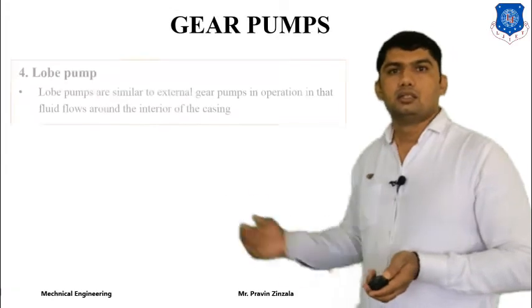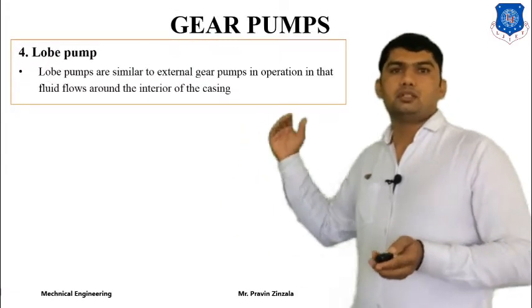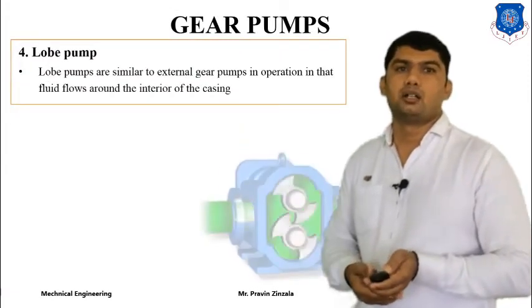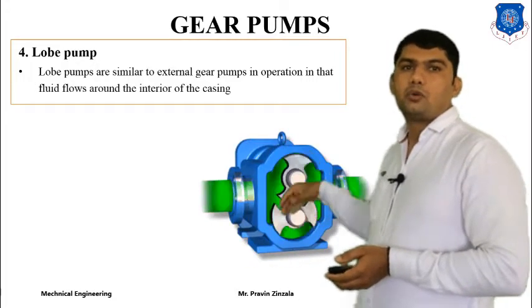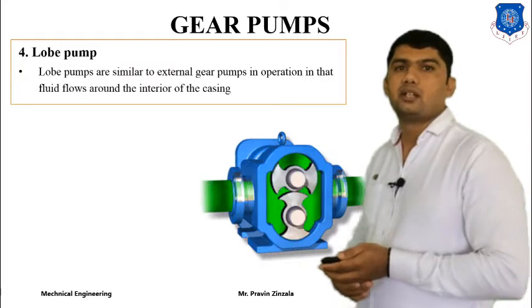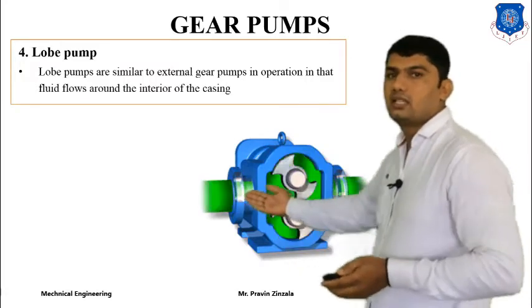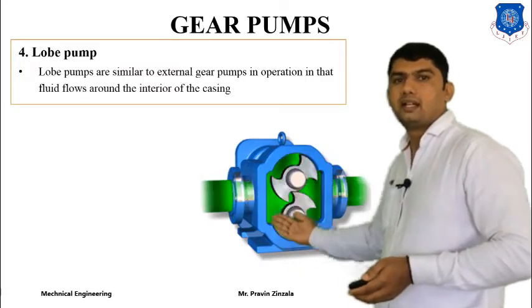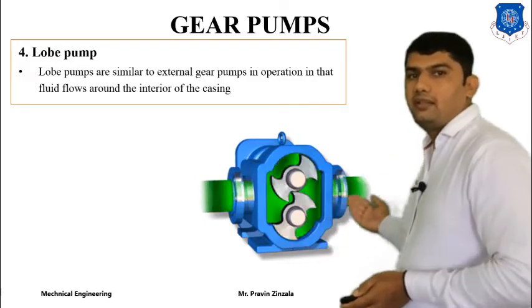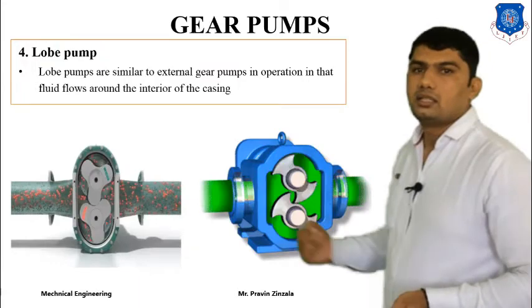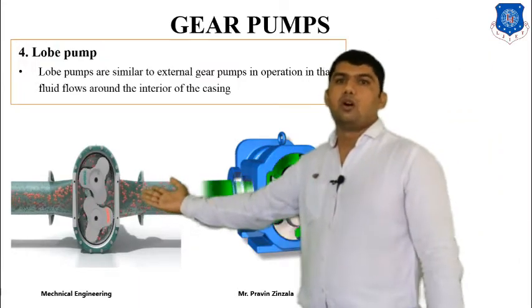Next is the lobe pump. It is also similar to the external gear pump, in which two or three lobes rotate in opposite directions and fluid is passed. This is the inlet portion, where fluid enters and is passed between the gaps of the lobes, and then it is discharged. This is an example of a three lobe pump.